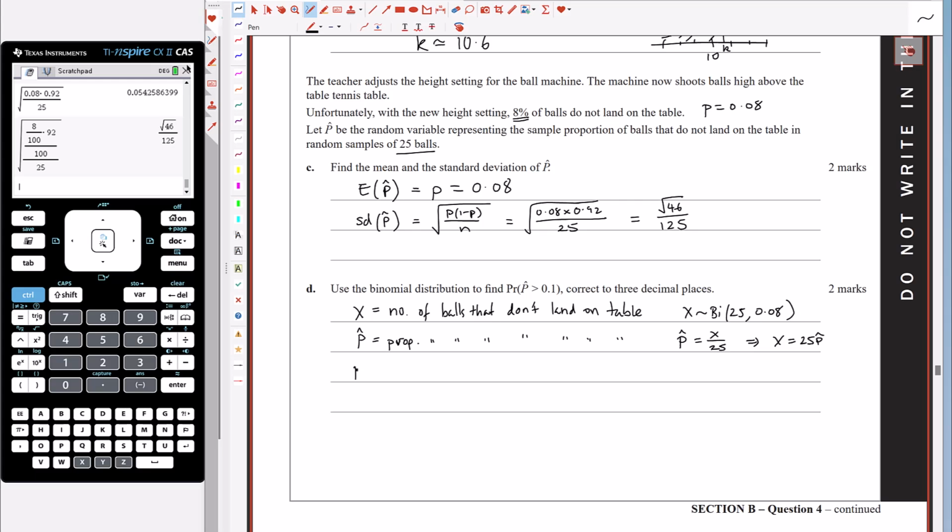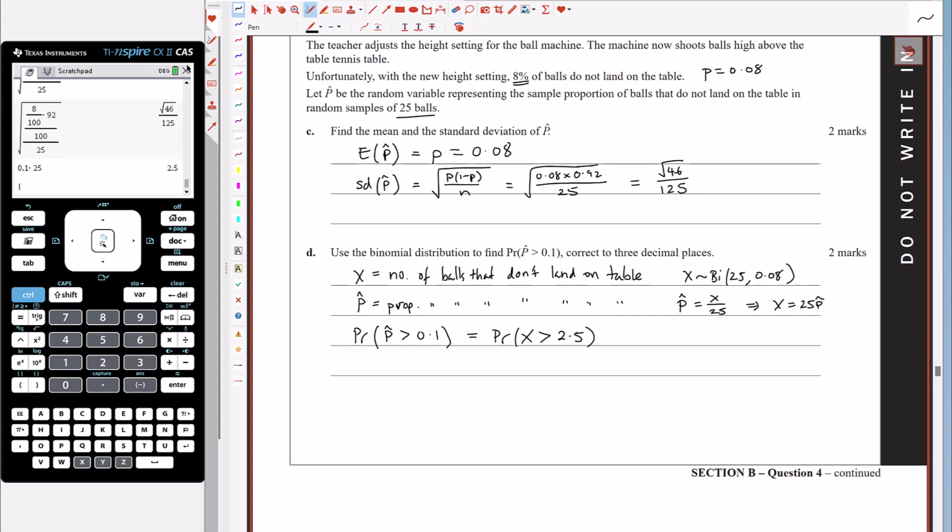So if what we want to find is the probability that p hat is greater than 0.1, we need to convert that to being about x. So that is the probability that x is greater than 0.1 times 25, 2.5. Okay, and obviously binomial is a discrete thing, so greater than 2.5 means greater than or equal to 3. So now we're going to be able to use our binomial distribution where x is greater than or equal to 3.